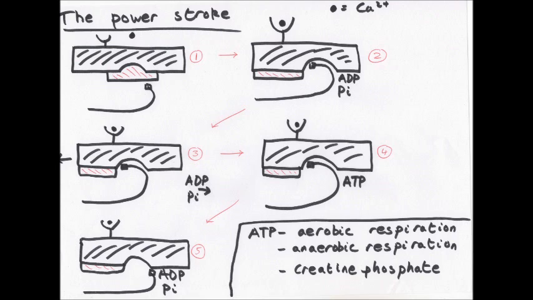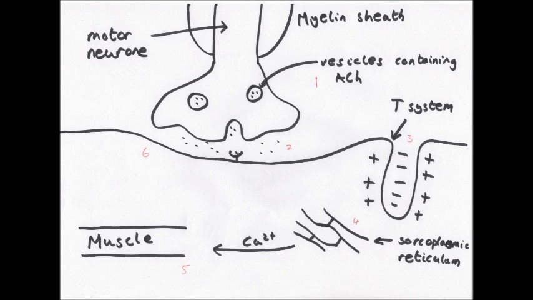Now, where do we get this ATP from? 2 of them are quite simple, and that's aerobic and anaerobic respiration in the sarcoplasm, and mitochondria as well for aerobic. But also, you can get transfer from creatine phosphate in the muscle cell sarcoplasm. Basically, the phosphate group from creatine phosphate can be transferred to ADP to form ATP very quickly, but it doesn't last for very long. I hope that makes sense. It is pretty confusing.